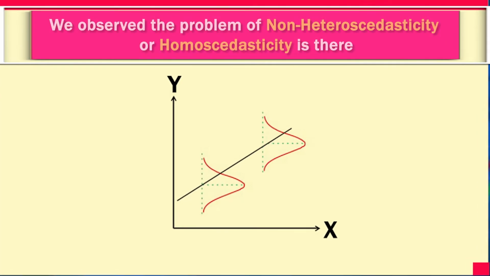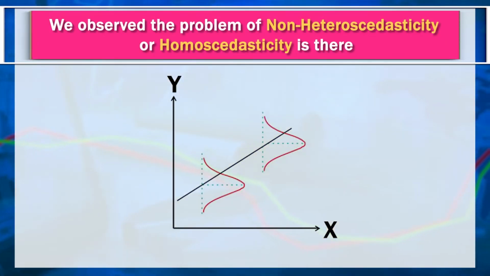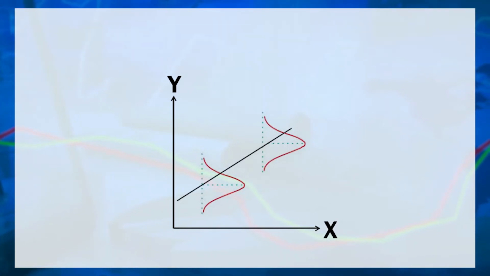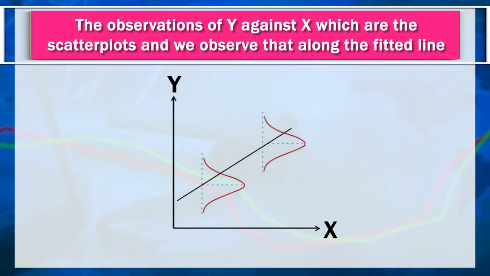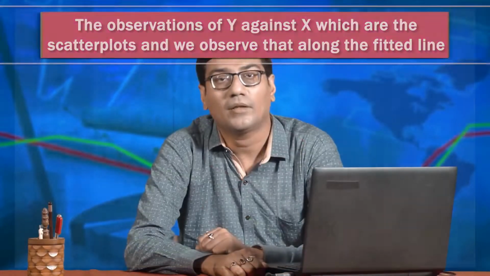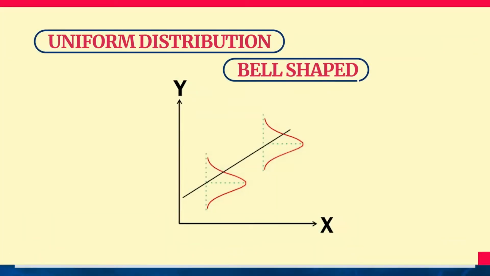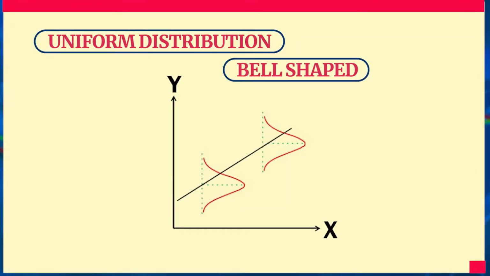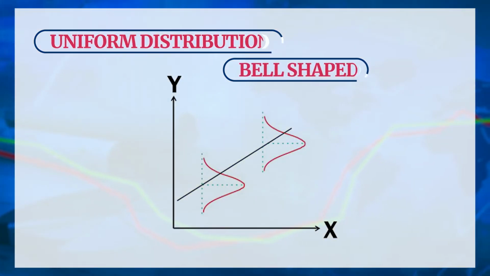In case 1 in the slide, we observe the problem of heteroscedasticity is not there, that is, homoscedasticity holds, which means that as I plot the observations of y against x, which are the scatter plots, we observe that along the fitted line, the distance between the actual value and the observed value follows a bell-shaped distribution. That means this is the plot of the residuals, and this distribution is bell-shaped, and it is consistent across the lower set of observations as well as for the highest set of observations.